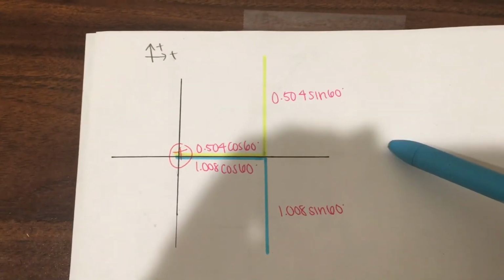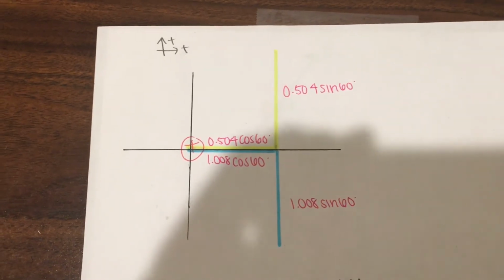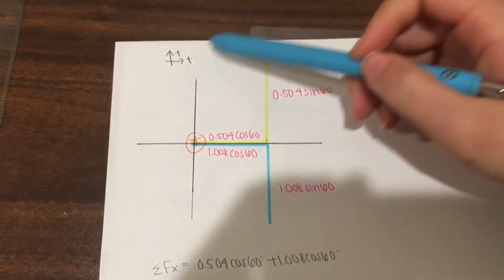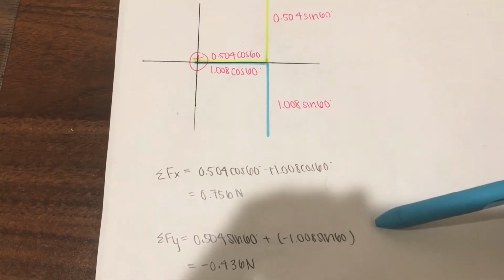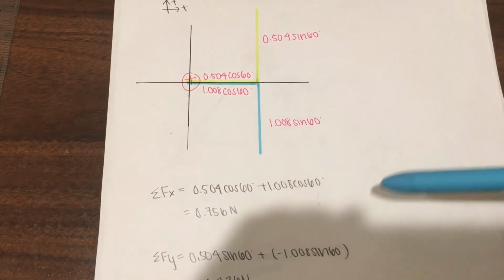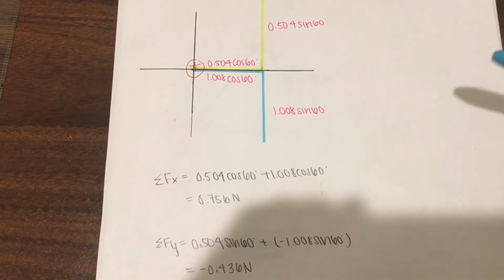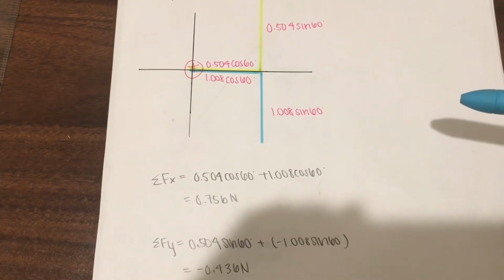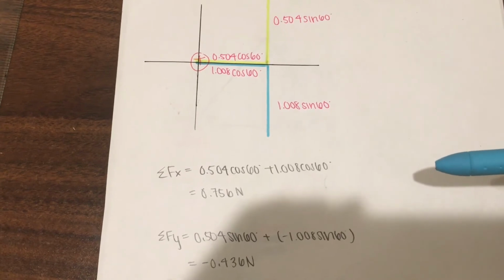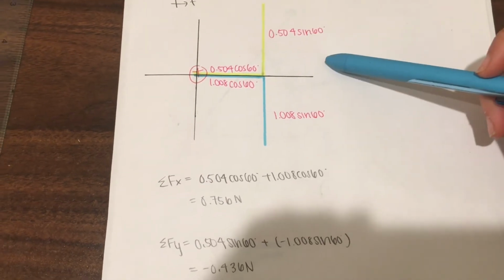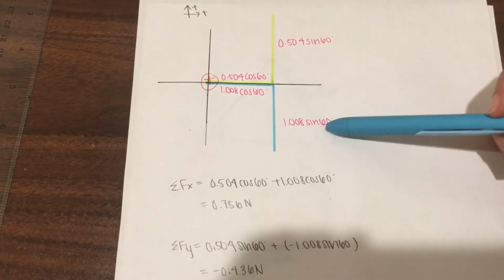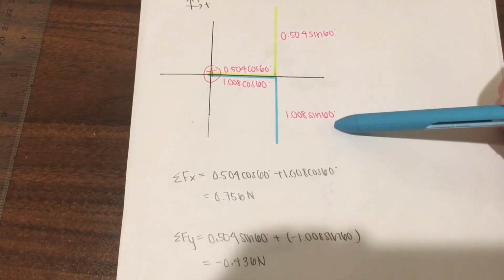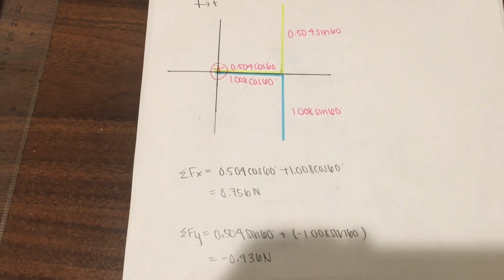I then drew another diagram just labeling the x and y forces, and I labeled my positives and negatives, and then I summed up the forces in the x and in the y. So in the x you have 0.504 cosine 60 plus 1.008 cosine 60, and that's equal to 0.756 newtons. And then in the y you have 0.504 sine 60 plus negative 1.008 sine 60, and you get negative 0.436 newtons.